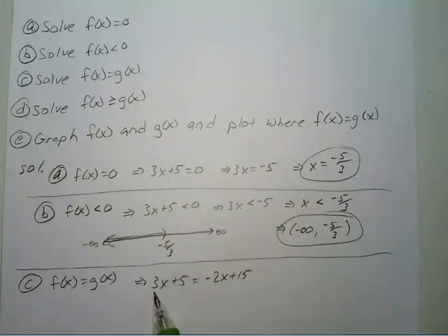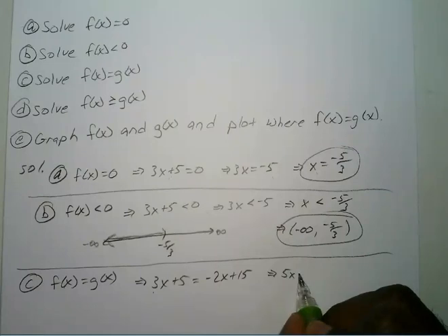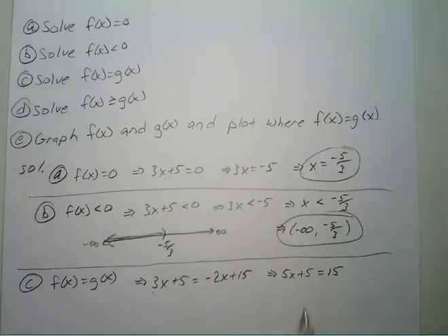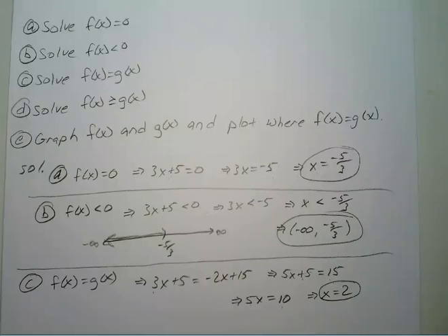So if we add 2x to both sides, we get 5x plus 5 equals 15. If we subtract 5 from both sides, I'm going to go ahead and just move that down here, we get 5x equals 15 minus 5, which is 10. So if we divide both sides by 5, we get x equals 2. Okay, so that's where f of x equals g of x.